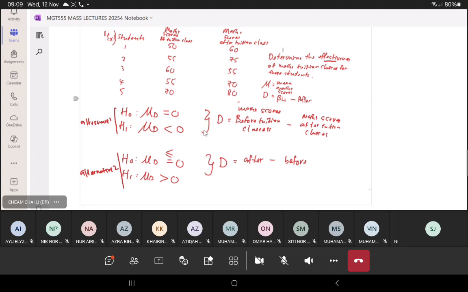You'll see the example. Okay, this is the first situation. Scenario one, where if this tuition class is effective, it will make sense if you compare the math scores before and after. After the tuition class, the math scores tend to be higher than before, right? This is the first scenario.